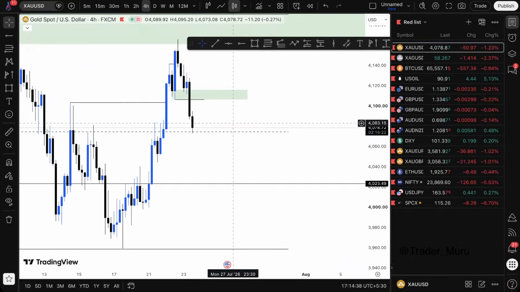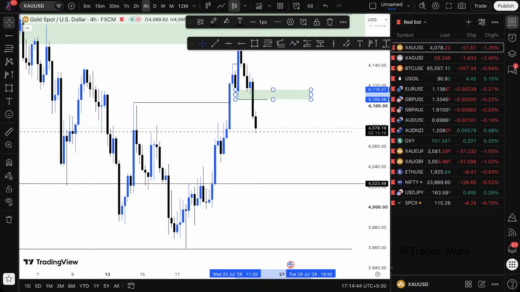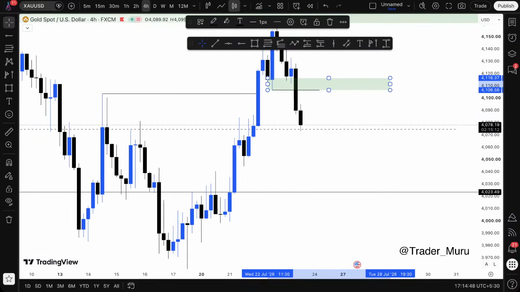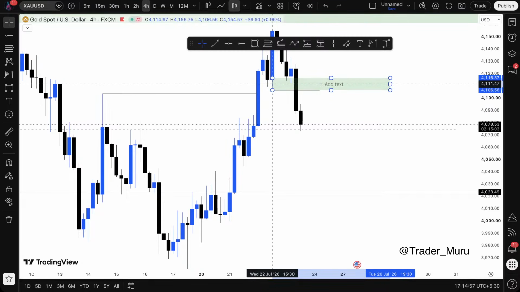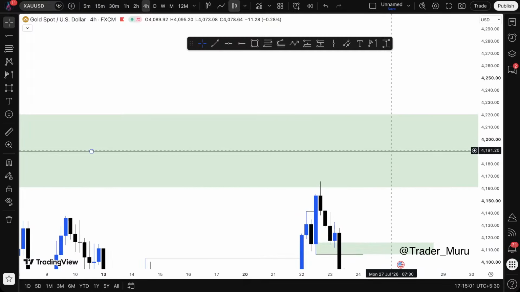Gold has already tapped its midline, so from here it can bounce. And we just need to watch for a 4-hour closing. If we get a 4-hour closing below this 4106.56, it will be bearish. Otherwise, we are still bullish, and we will target this liquidity around 4200.